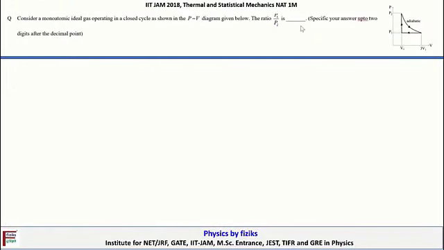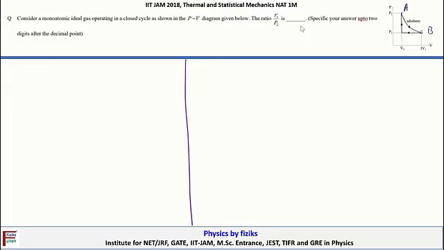So we are given a monatomic ideal gas which is operating in a closed cycle as shown in the PV diagram here. We have to find the ratio between P1 and P2. Let's try to figure out the corresponding parameters. It's given that the process between this point and this point is adiabatic. Let me mark this point as A and this point as B.